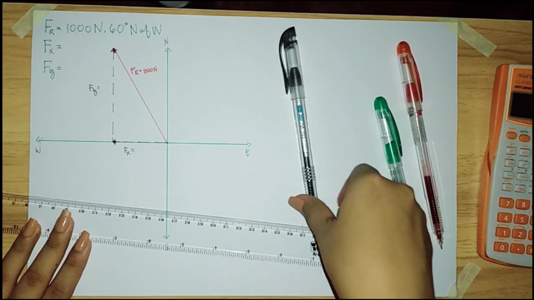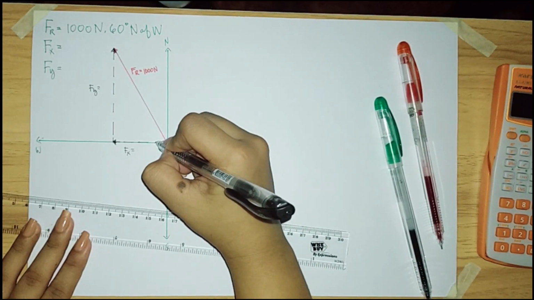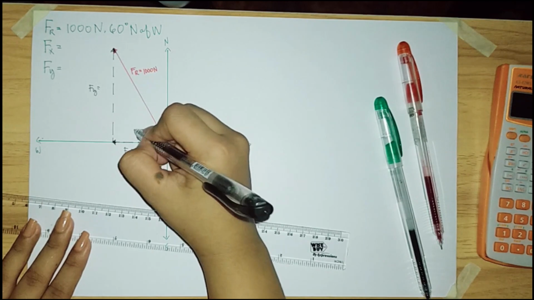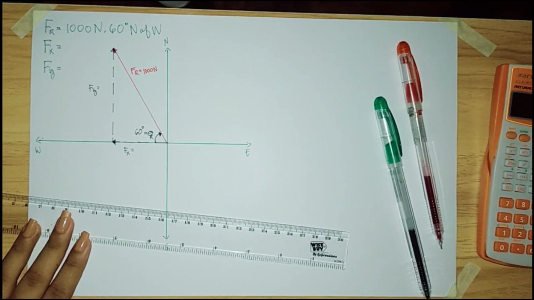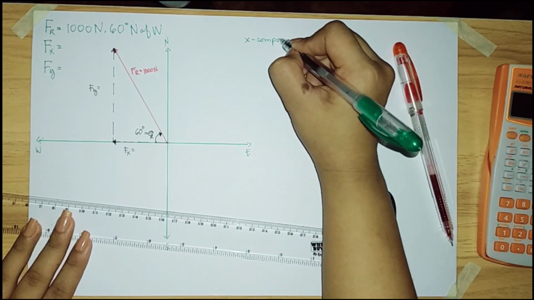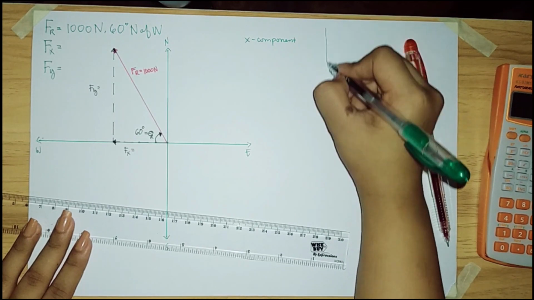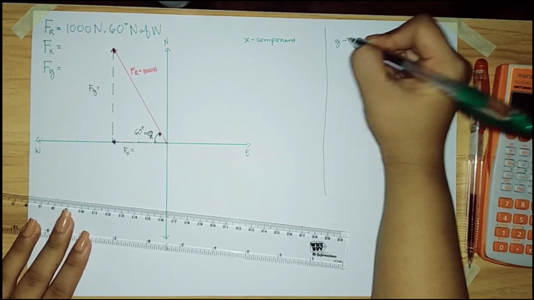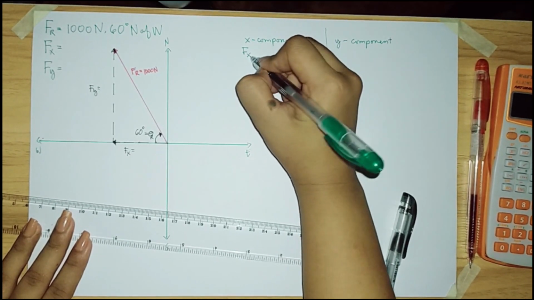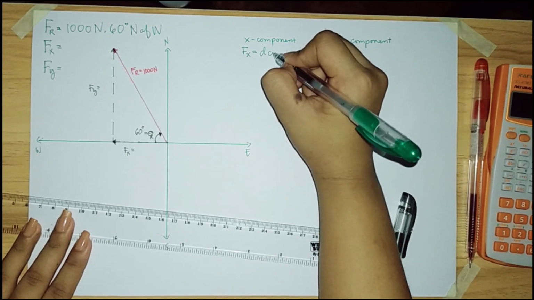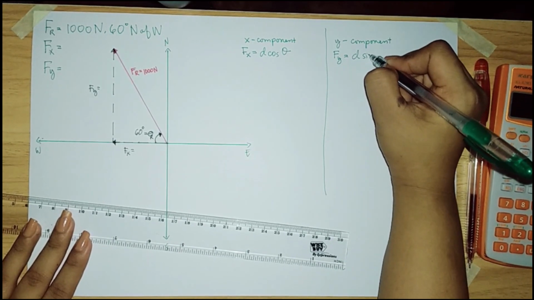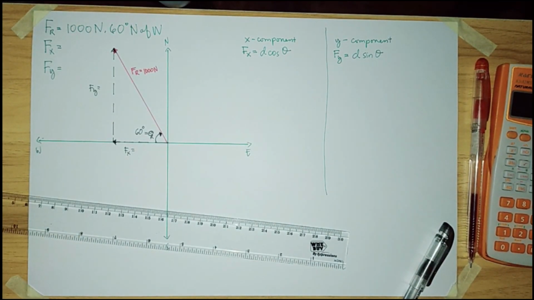So, on what direction is our angle? So, from west going to north, because we have north of west. And this is for our reference angle. And this is 60 degrees. Now, let us solve for our x and y component. So, let's have your x component. Let's give partition kay para hindi magtalang. Y component na siya. So, for our X component, we have F sub X equals F cosine theta. And for the Y, F sub Y equals F sine theta.